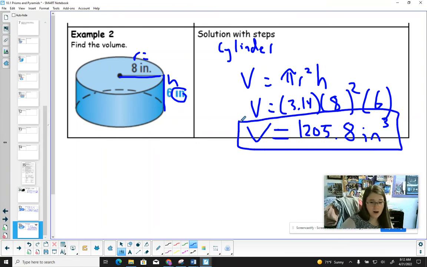Okay, so in class, we're just going to practice these formulas a couple times. As always, guys, the trickiest part is just not skipping over that first step. You have to be able to say, hey, that's a cylinder. Hey, that's a rectangular prism. Hey, that's a triangular prism. And then you know what the formula is.